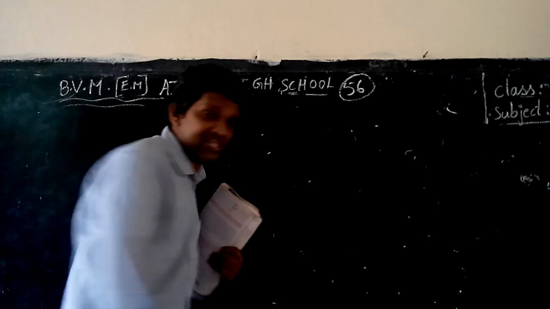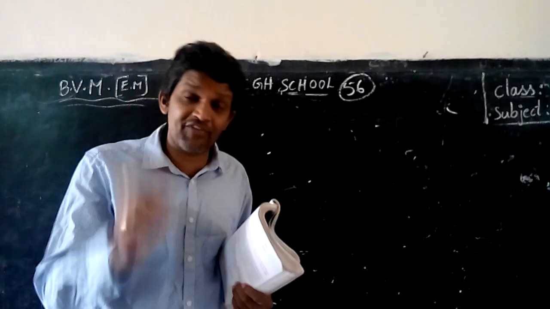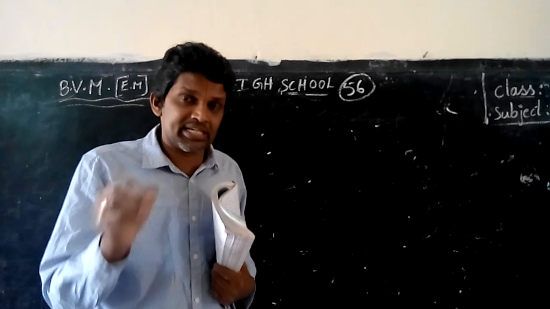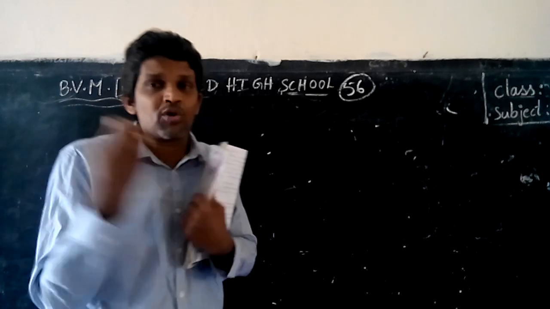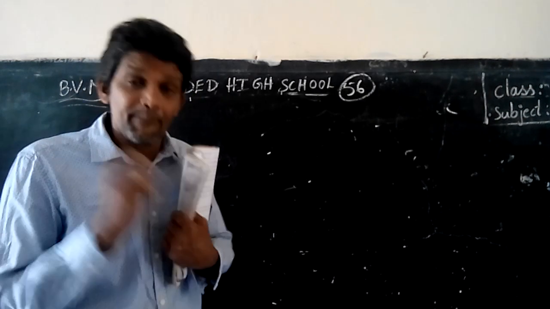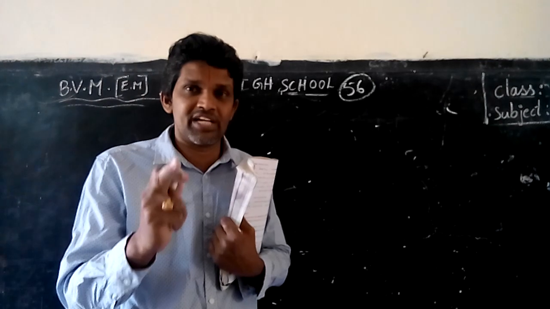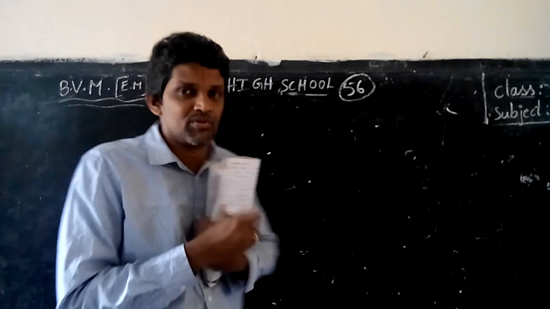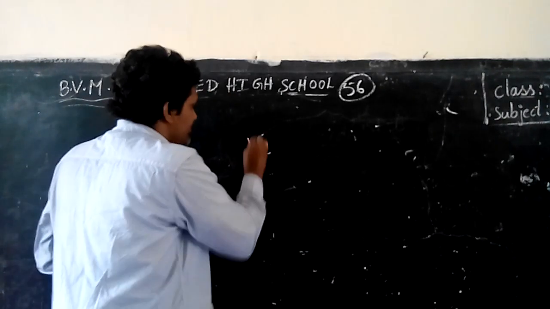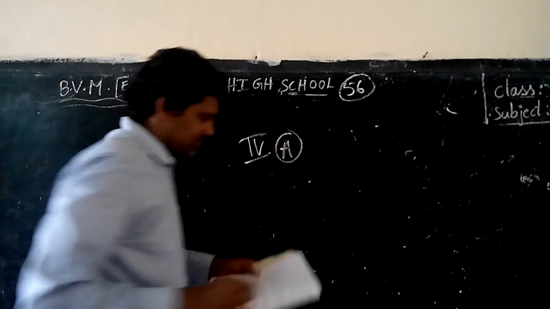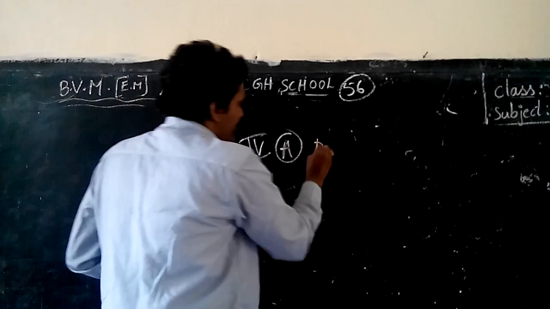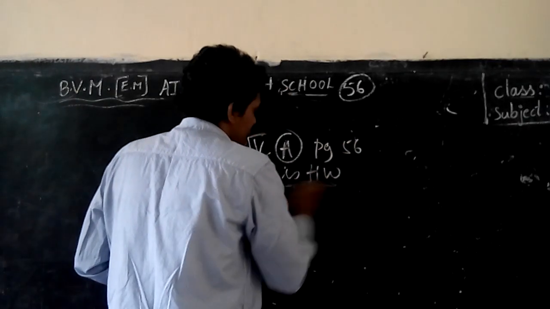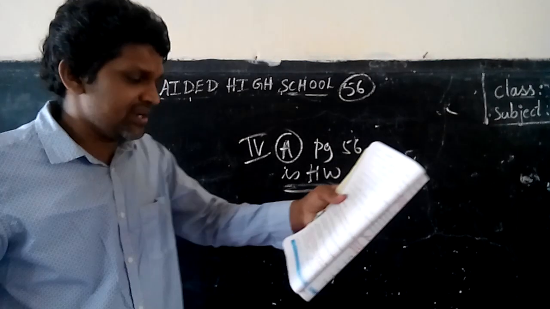You verify your dictionaries. Compulsorily you verify your dictionaries. You write the meaning and also write your own sentence. You can write your own sentence or you can copy it from your dictionaries also. But if you copy one sentence from your dictionary, you should try to write one more own sentence in your CW books. So Roman number 4A, page number 56 is your homework. So what are the words here?